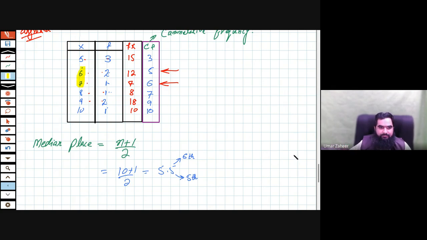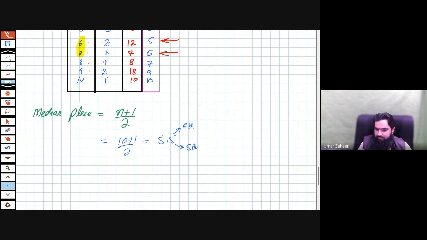6 plus 7. So the median is 6 plus 7 divided by 2. What is the answer? 6.5. 6.5 is the median.